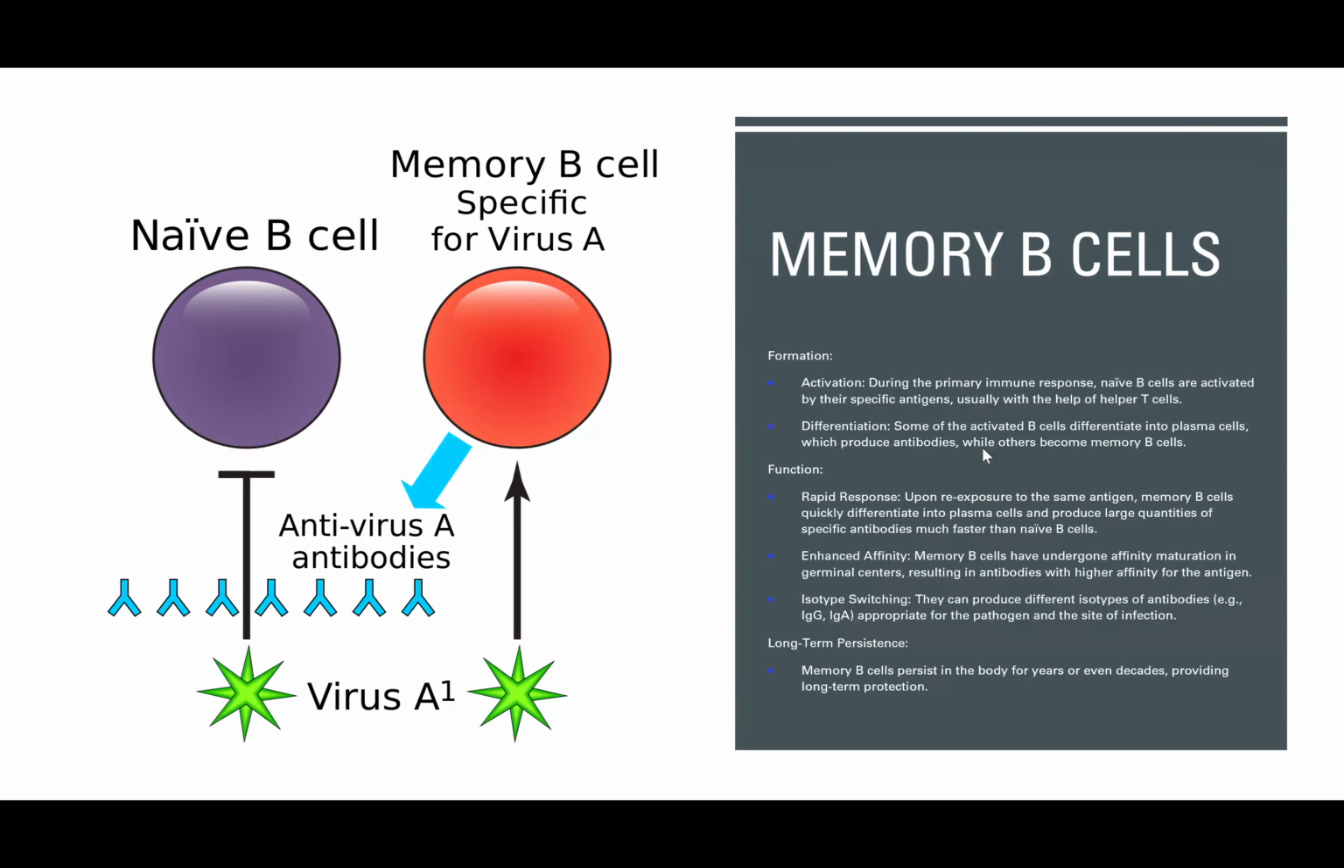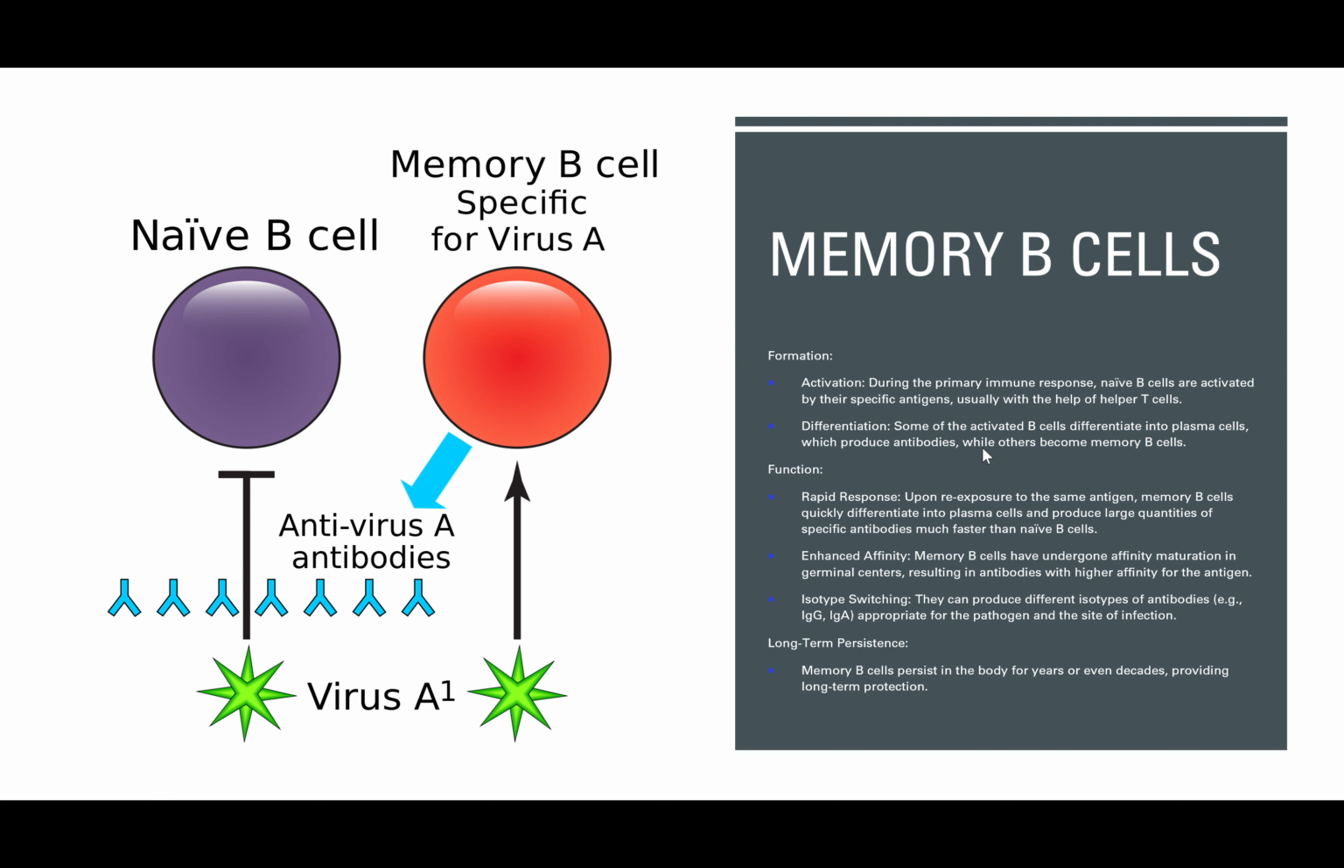So the memory B cells will be activated during the primary immune response. Naive B cells are activated by their specific antigens, using the help of T cells. When differentiation occurs, they will produce memory cells. Their use is for a rapid response upon re-exposure to the same antigen. Memory B cells undergo affinity maturation in germinal centers, resulting in antibodies with higher affinity for the antigen.